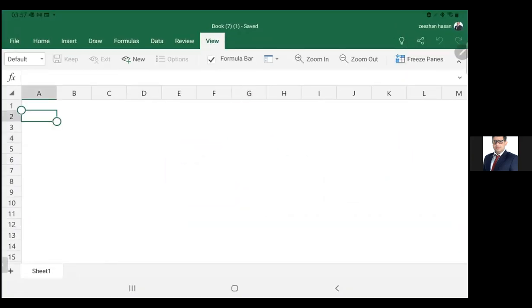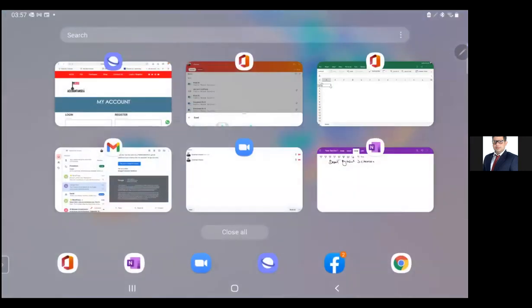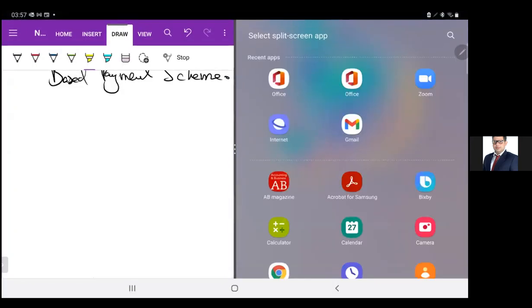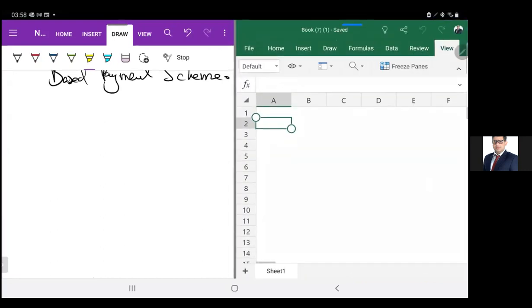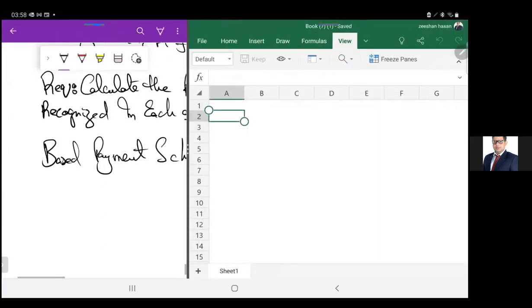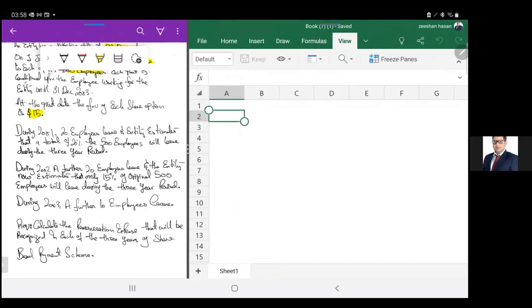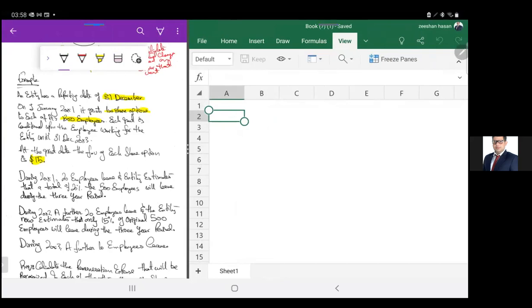So let us now solve this one. Let me do one thing for you folks. Where is my Excel? Yeah, here it is. Just in case we need to look at the question further, although we won't need it.